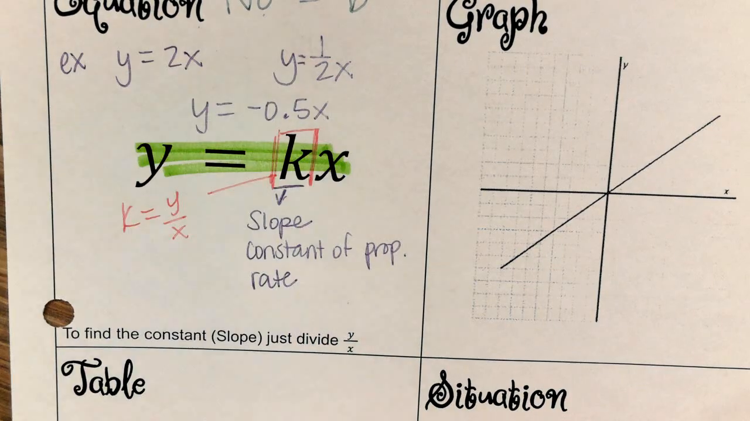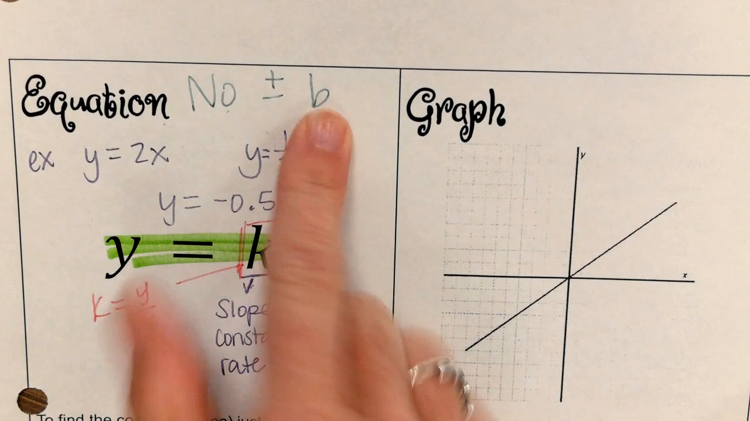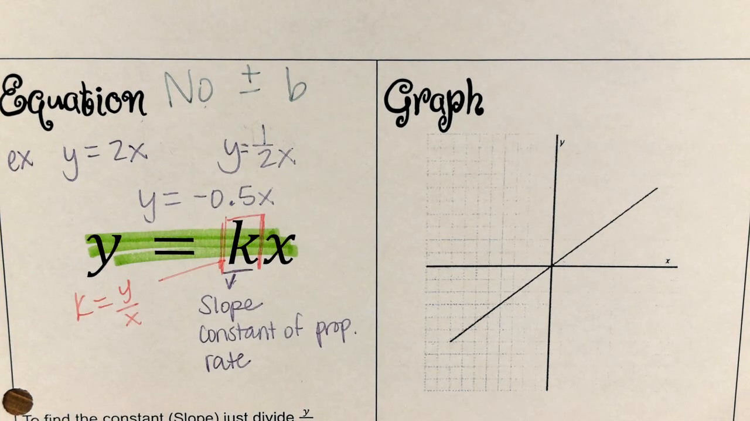Okay, do you have any questions about equations that are proportional? What's the main thing you need to know? No plus or minus b. Okay? So on your assignment on IXL, it's going to give you some equations. It's going to say select the ones that are proportional. So you just click them if they're proportional. Every single one of them might be proportional. Every single one of them might not. Click them, hit submit, or whatever.